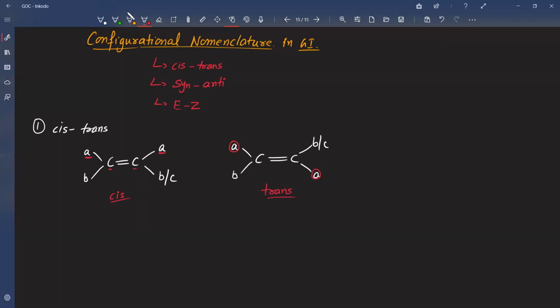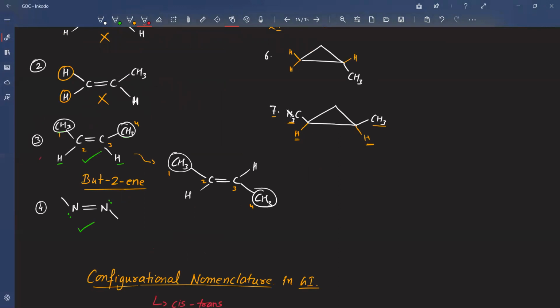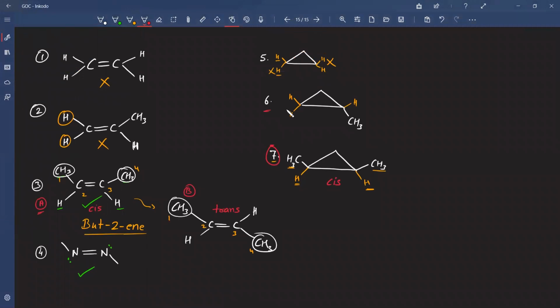Okay. So if we go back to this third example, first part, say this structure is A and this structure is B. So A is cis or trans? Cis. And B is? Trans. Okay. In the seventh, is this cis or trans? Cis. In the sixth?